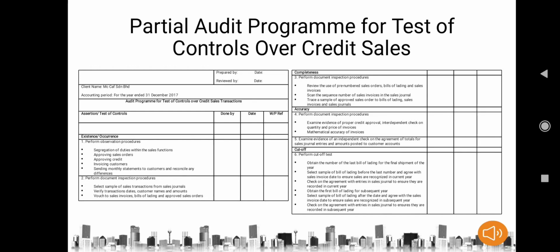Select a sample of the bills of lading before the last number and agree them with the sales invoice date to ensure sales are recognized in the current year. And also check the agreement with entries in the sales journals to ensure they are recorded in the current year. So, by using all this detail, the auditor may perform tests of control regarding credit sales transactions.